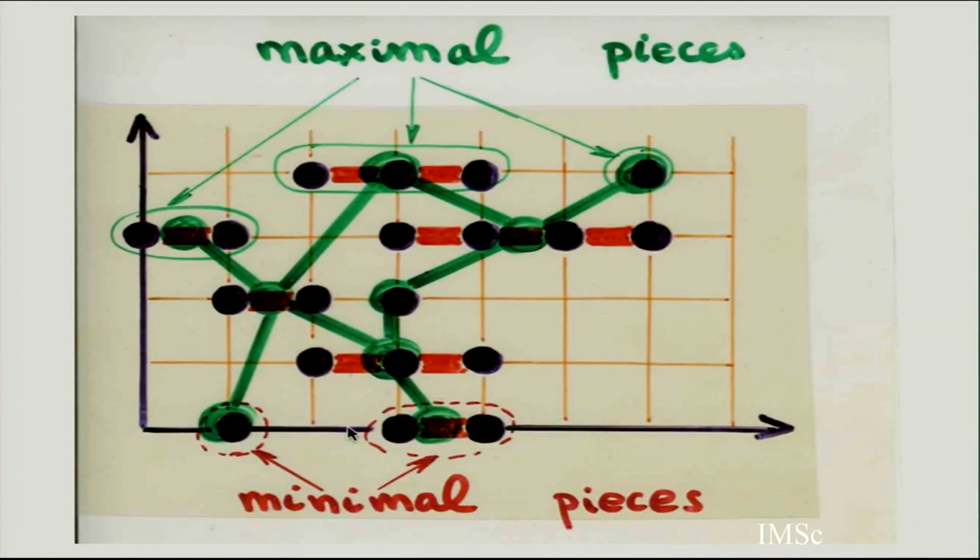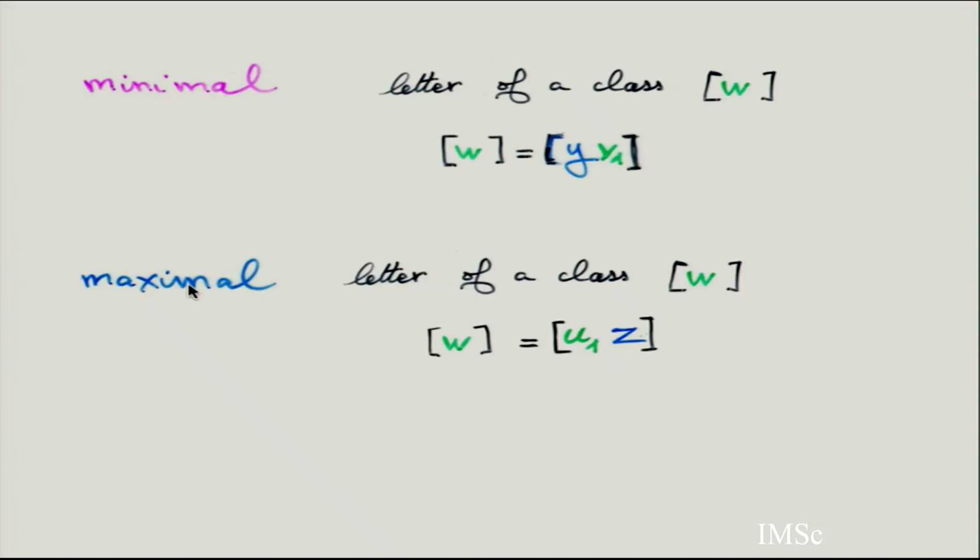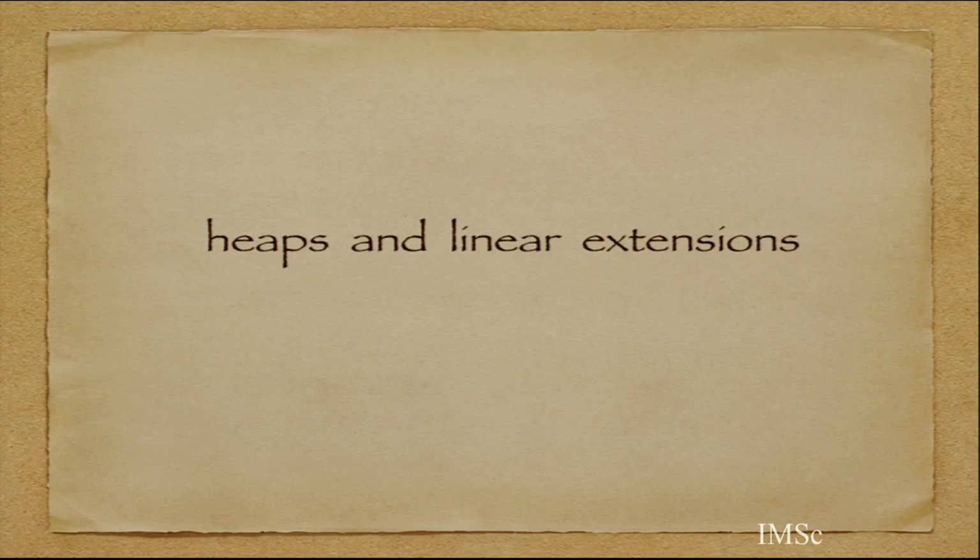In fact, minimal pieces in the heap are the pieces at level 0, and maximal pieces are the pieces you can take and put up without making competition with any other pieces. So these were the minimal and maximal letters of a class.